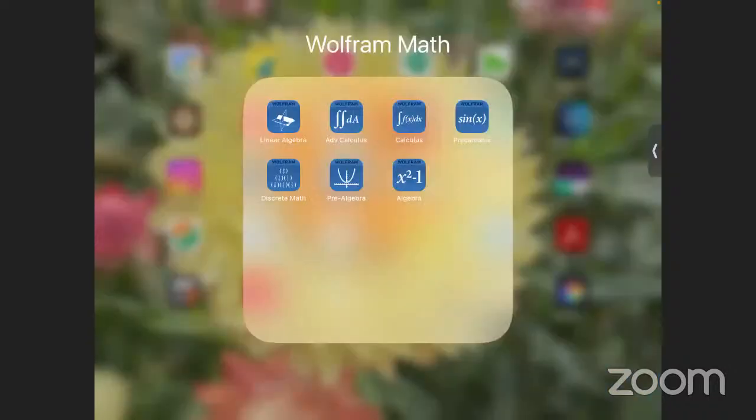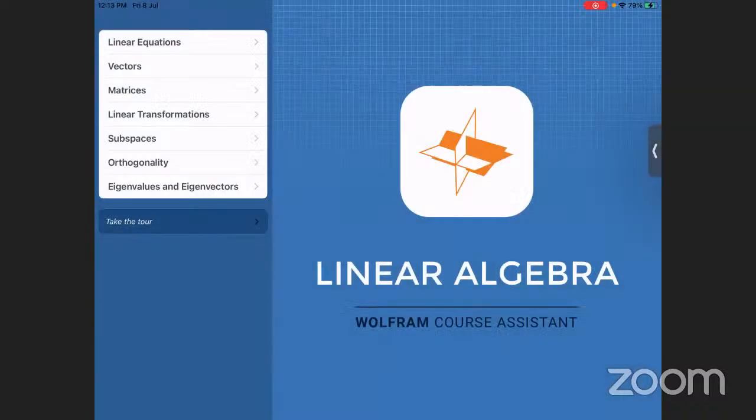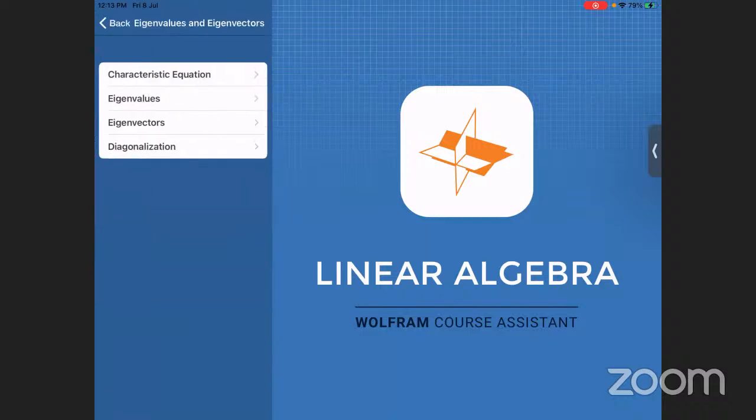I have with me calculus, pre-calculus, advanced calculus, algebra, pre-algebra, linear algebra, discrete mathematics. These are all the areas which are covered at graduation level and sometimes PG level also. You can see these courses. Linear algebra will be there in the PG course. In the linear algebra course assistant, you can see eigenvalues and eigenvectors of a matrix.